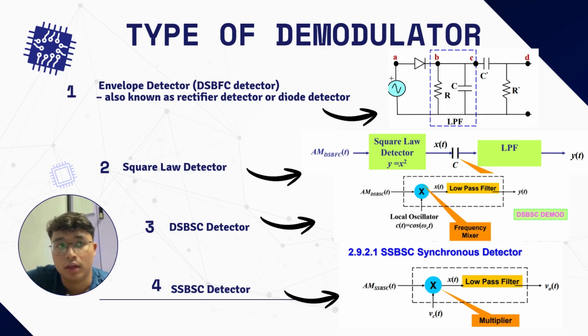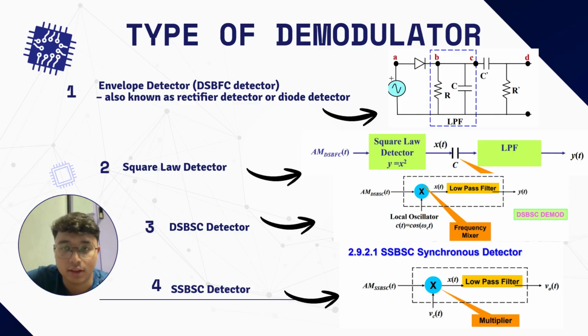The envelope of the modulated signal actually represents the original message signal. However, envelope detection only works properly when the carrier is strong and the modulation index is less than 1. Otherwise, the output may become distorted. But it is commonly used due to its simplicity and low cost, making it widely used in AM radio receivers.